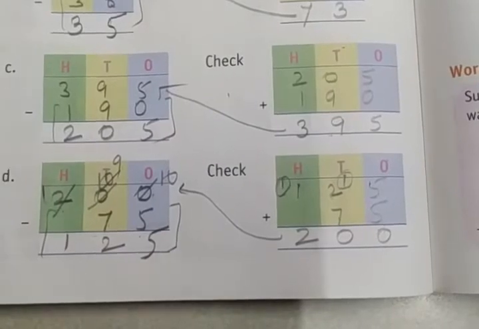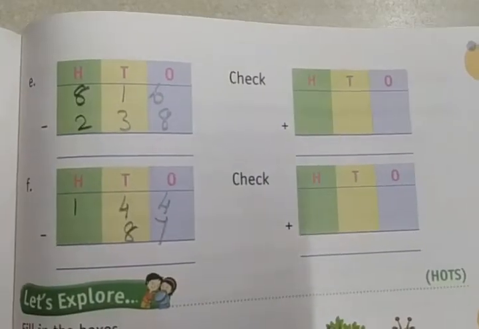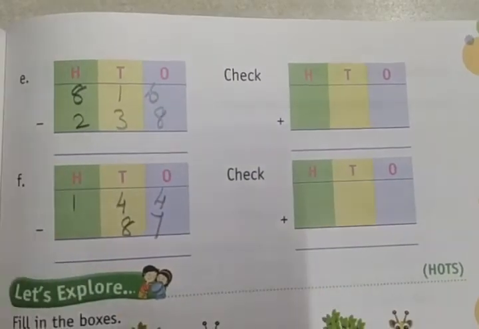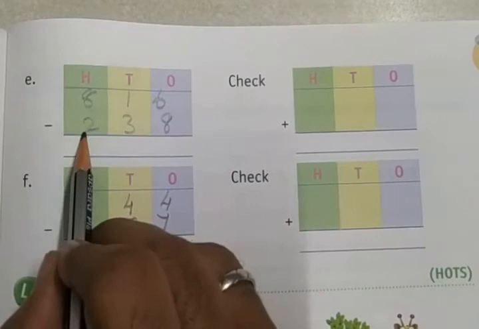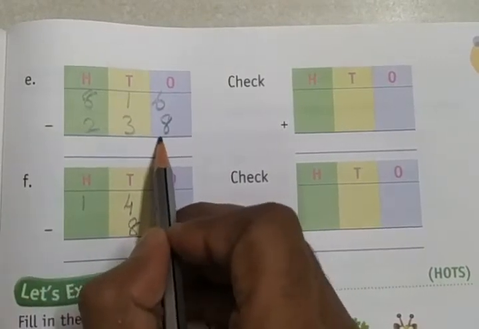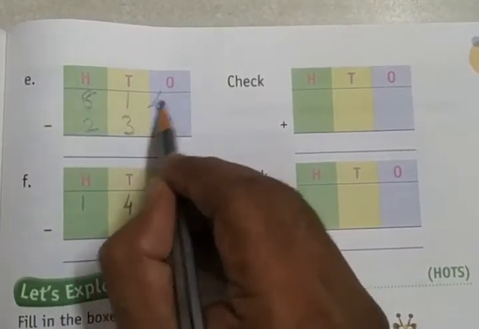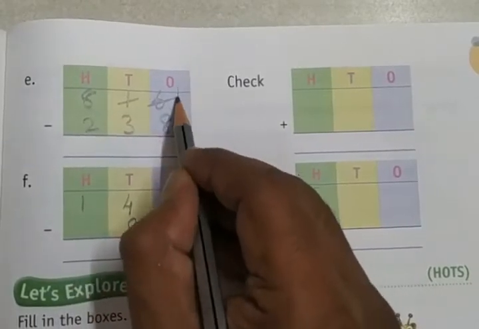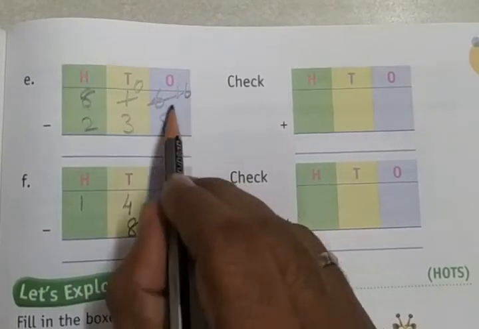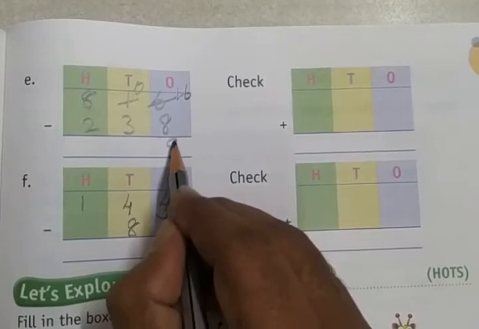This is called cross check, subtraction cross check. 816 minus 238. Okay, so 6 minus 8 is not possible, again we have to go for borrowing. It will become 16 and it will become 0 here. 16 minus 8 is 8.